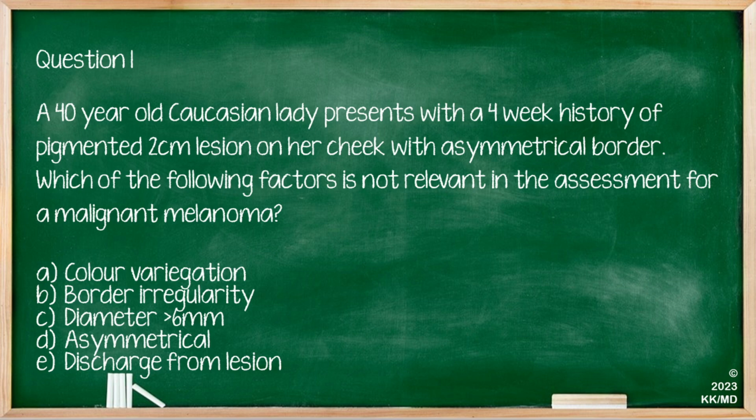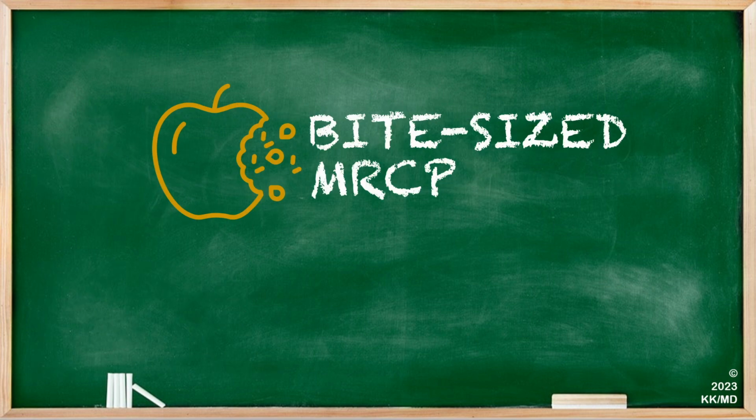So this question is asking you to remember the ABCD assessment of a melanoma, and you'll remember that all of these are present in that score, aside from looking for discharge from a lesion. However, that is something you would want to make note of and investigate further separately, but it isn't part of the ABCD score.